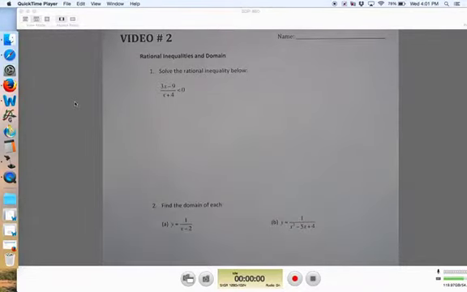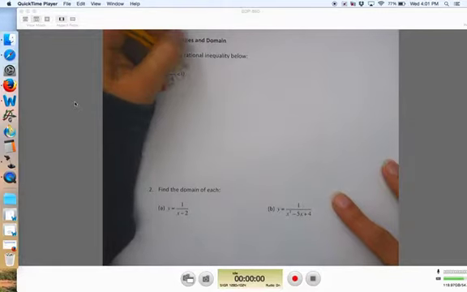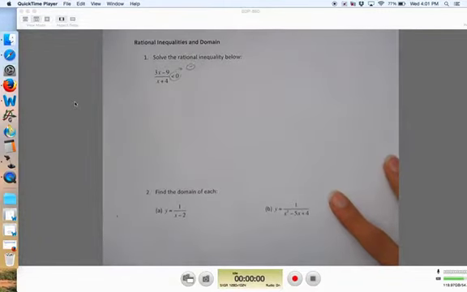Okay, in this video, we are going to review solving rational inequalities, and we're also going to practice a few domain questions. So for solving rational inequalities, you will need your calculators, and I recommend using a graphing calculator, but you can use a scientific calculator as well. And so the first thing we want to do is figure out where this rational function is less than 0. And remember, less than 0 means negative.